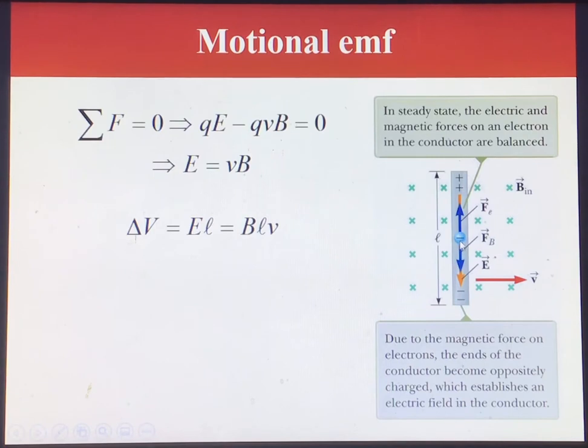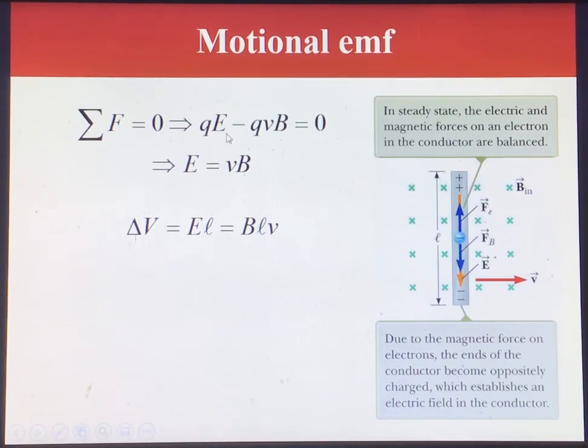Now, the magnetic force is going to push electrons to the lower side of the wire, and that would leave me with an excess positive charge on the top side of the wire. So the presence of the positive charge at the top and the negative charges at the bottom is going to generate an electric field that is going to push the electrons back up.